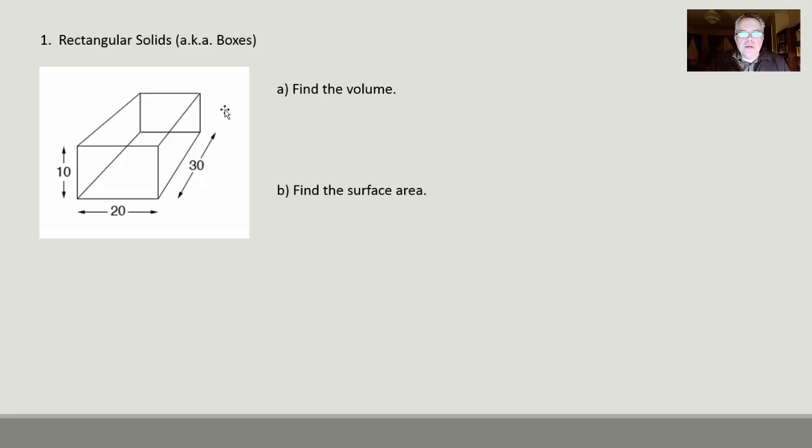And usually there's two things we want to know. In this case, we want to know the volume and we want to know the surface area. The volume is the easier one, so let's start with that. To calculate the volume of a box like this, you just multiply length times width times height. Actually, it doesn't matter which one you call length, width, and height. You just multiply the dimensions. So this would be 10 times 20 times 30.